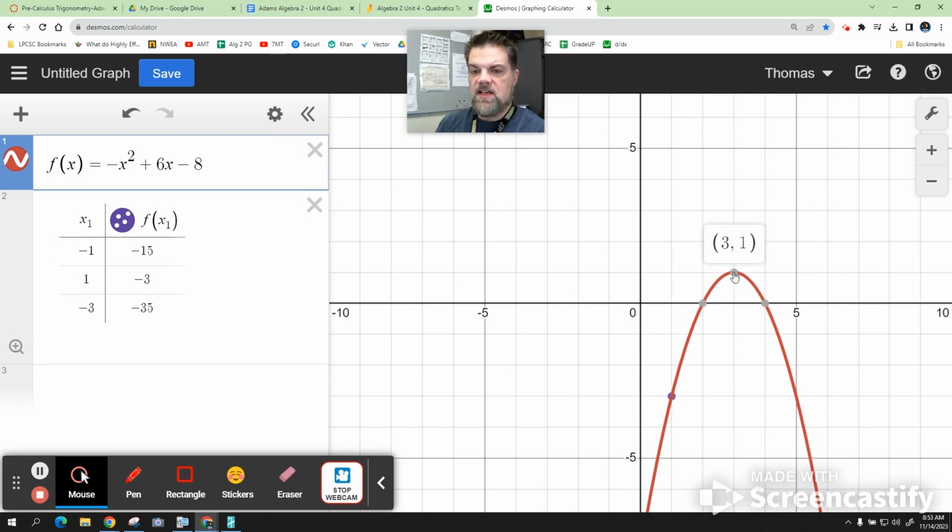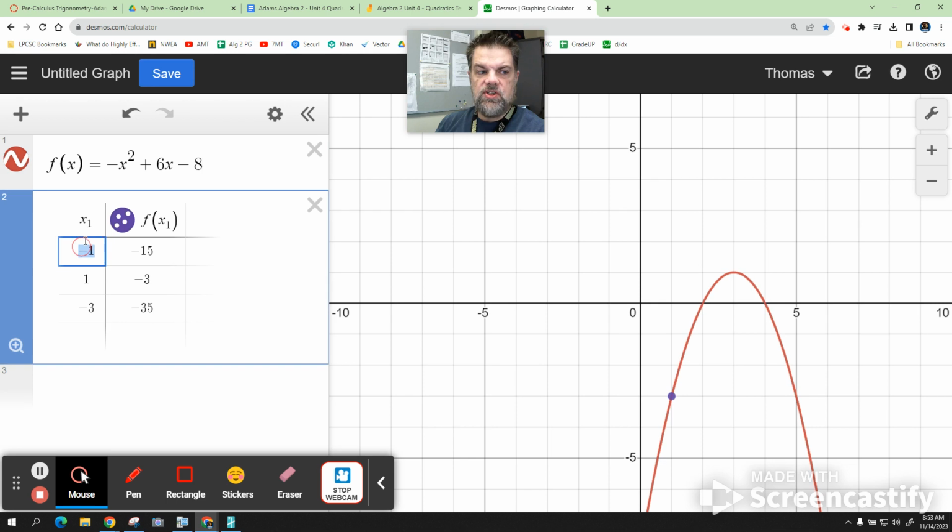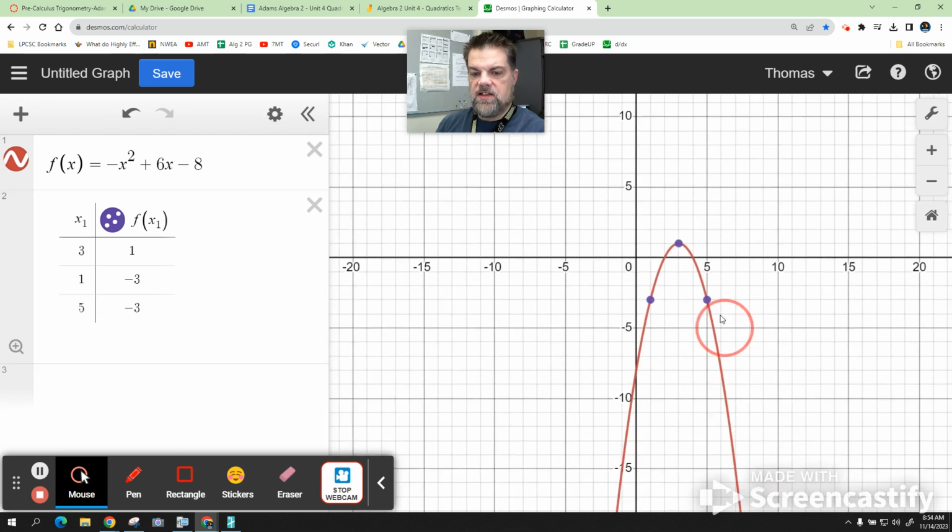It looks like the vertex is at 3, 1. So I'm going to change, well, I don't know what this is. This is 1, negative 3. I'm going to plug in a positive 3, 1. And then it looks like it crosses here at 5. So I'm going to put in a 5. I'll zoom out a little bit so you guys can see it.